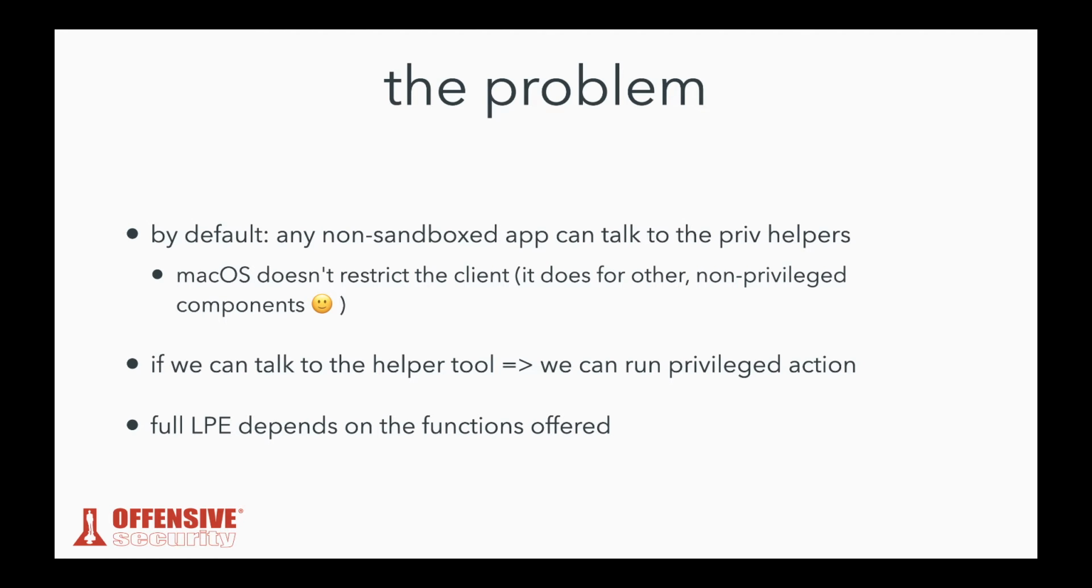And if we can talk to them, we can run privileged actions. A full privilege escalation really depends on the functions offered by the privileged helper tool. Because everyone can talk to these tools, it's up to the helper tool to verify who is connecting to it and who is performing the action. And this is where all the bugs are.